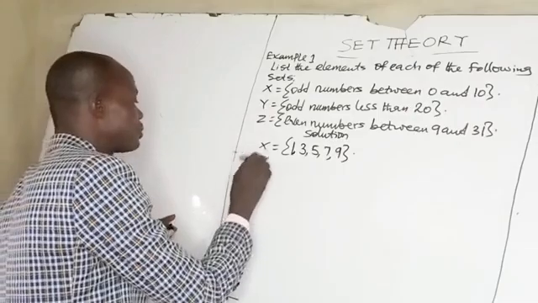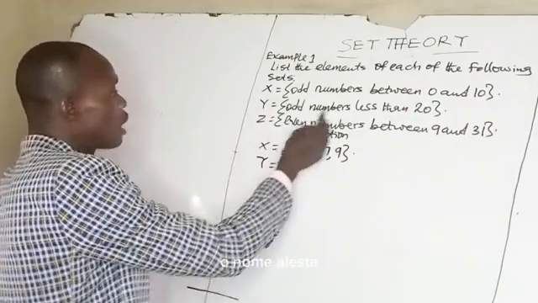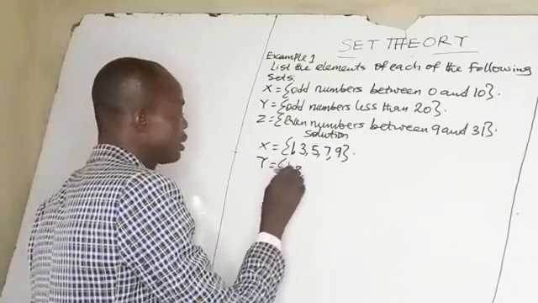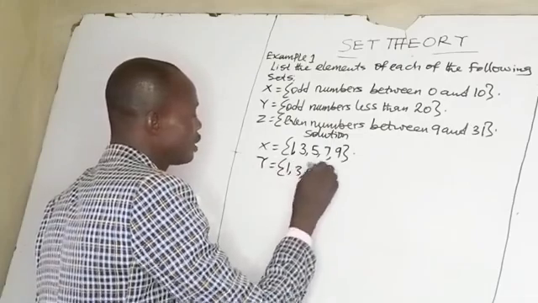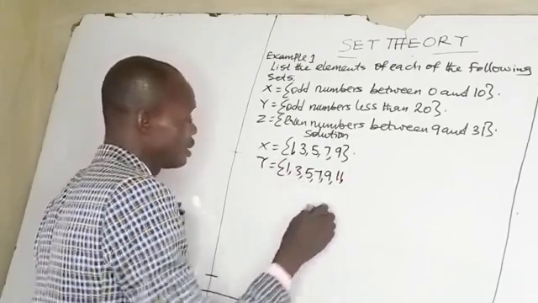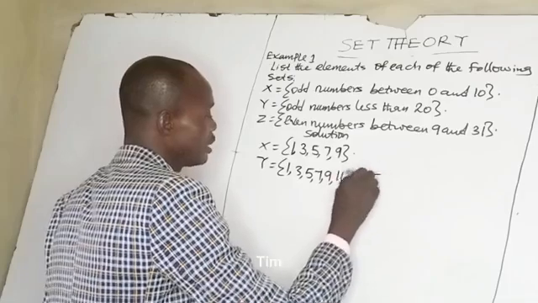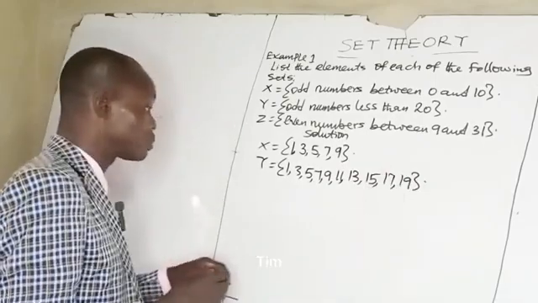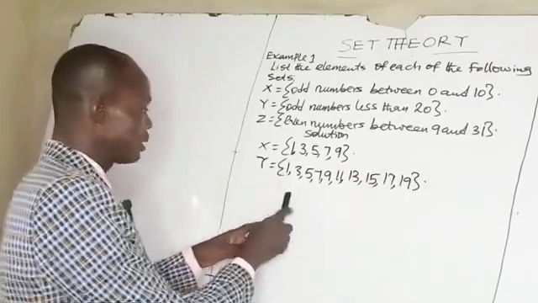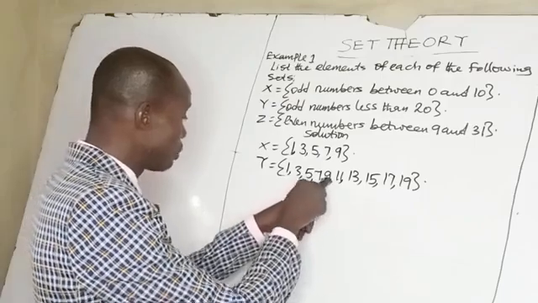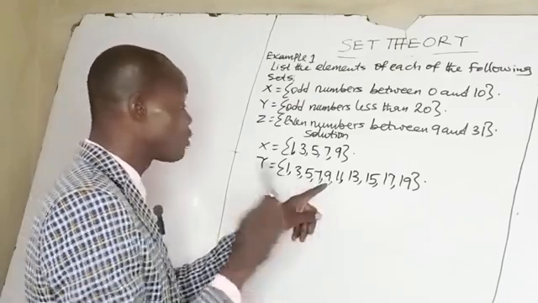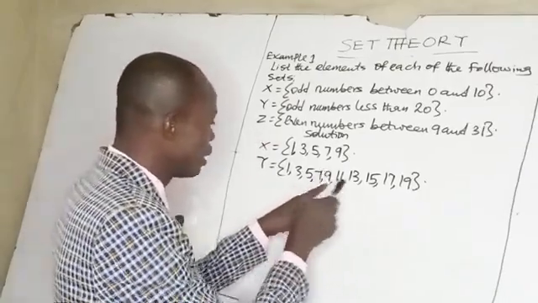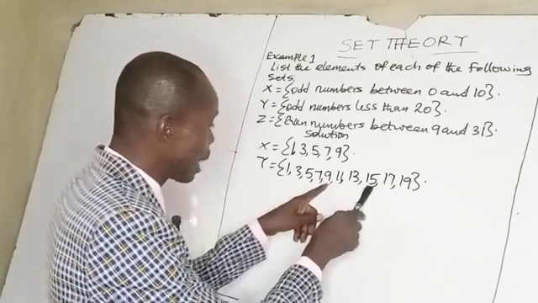Then Y, odd numbers less than 20. So we have 1, 3, 5, 7, 9, 11, 13, 15, 17, and 19. If it is prime numbers, 1 will not be there, 9 will not be there because 9 is divisible by 3. Prime numbers have no factors except 1 and itself. So 9 will not be there, 15 will not be there if it is prime numbers.